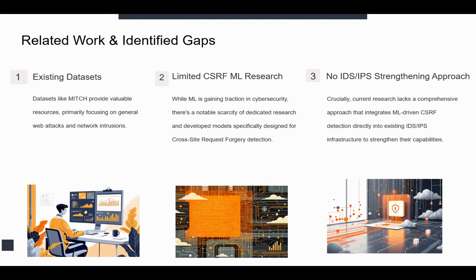So the related work and the identified gaps, in this section I'll be covering. It is not like I'm the first person in the whole world to recognize that CSRF is the actual thing which needs to be addressed. There are other countermeasures also, but when we check the machine learning side or the artificial intelligence side, very few papers were there when I was doing my research.